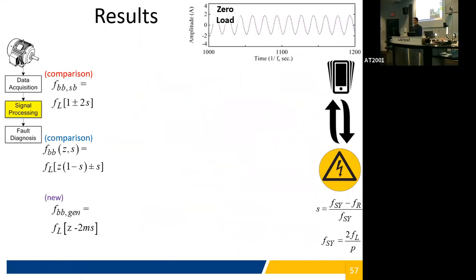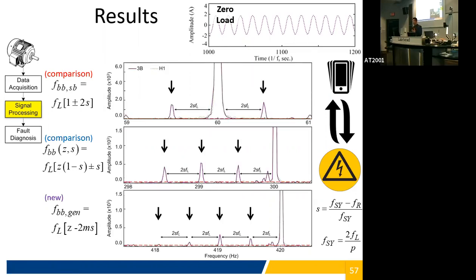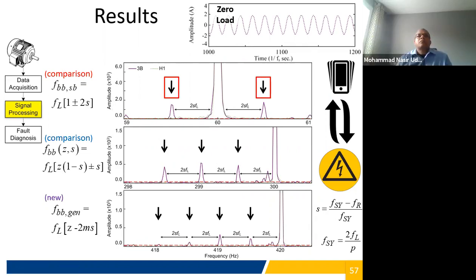And also, in addition, for a zero load condition, this is when the shaft is not connected to any load and it's just running freely, we can still detect similar faults as we can predict. So with this equation and the known slip, we can predict the frequency, and we observe our predicted frequency in the spectrum of the current.